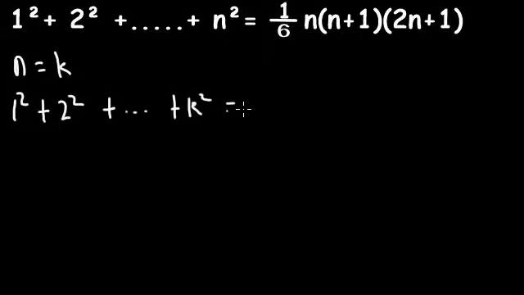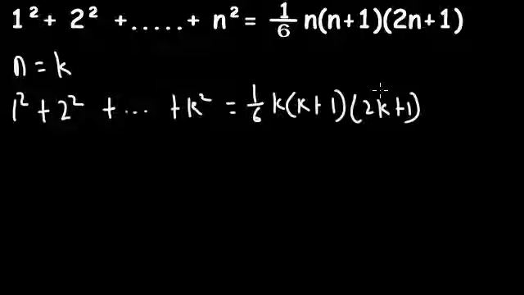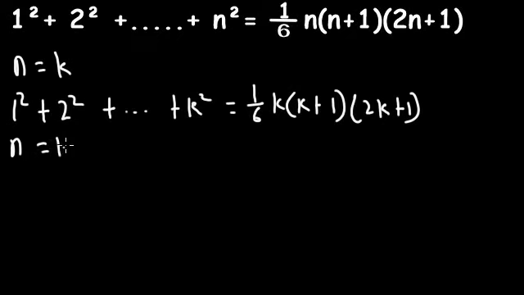plus k squared at the left hand side to be equal to 1/6 k times k plus 1 times 2k plus 1. So that's our expression for n equals k. Now on to the inductive step, which involves showing that it is true when n equals k plus 1.